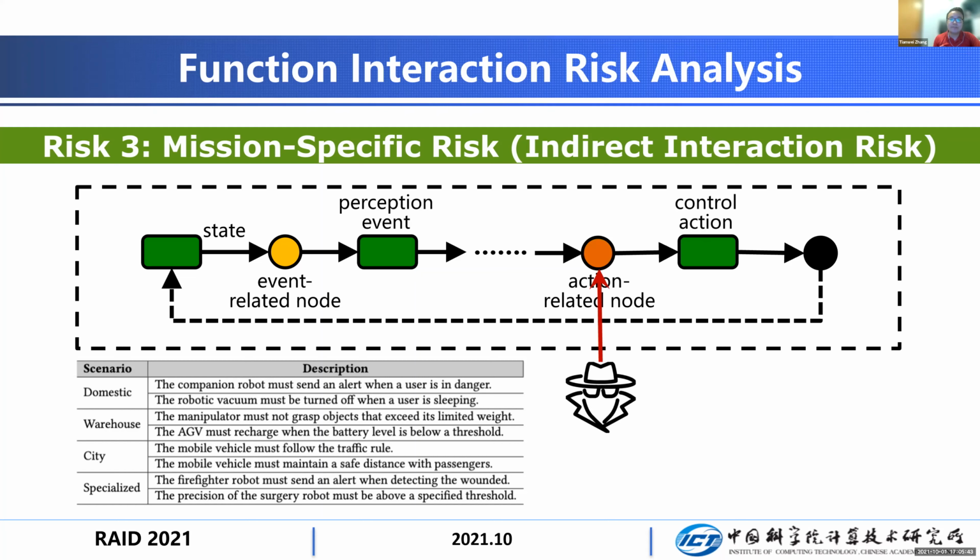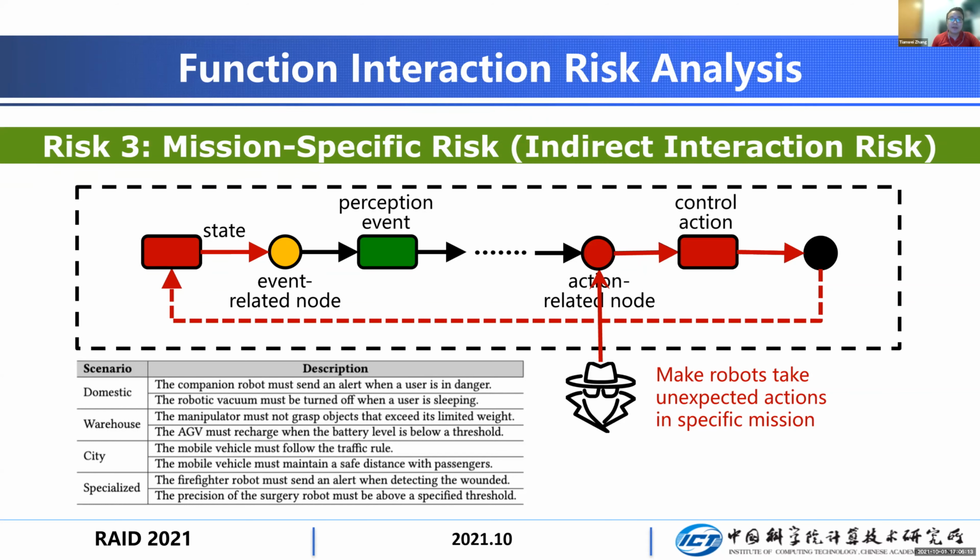If an adversary controls the action-related node, it may make the robots take the wrong actions, which can affect the state of the robots and also the environment, which can further affect the event-related node. So this will be an indirect mission-specific interaction risk. All right, so these are the basic descriptions of the three discovered interaction risks.